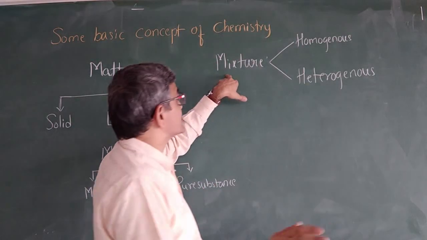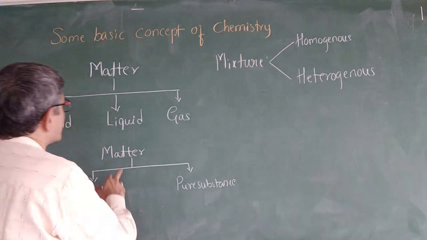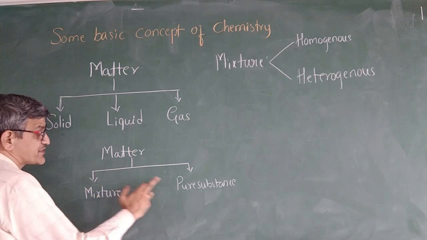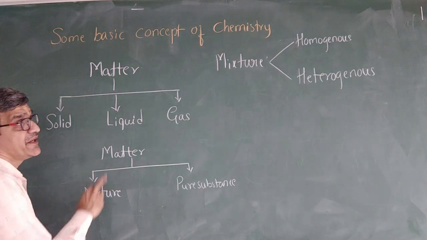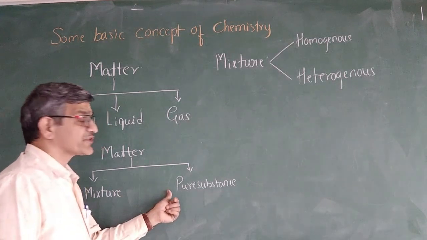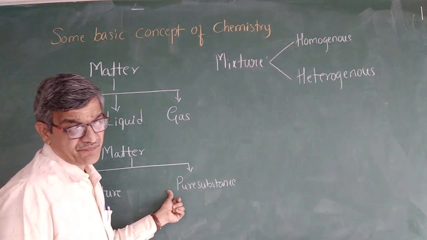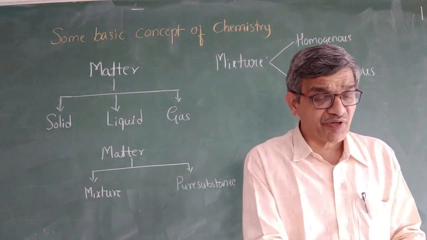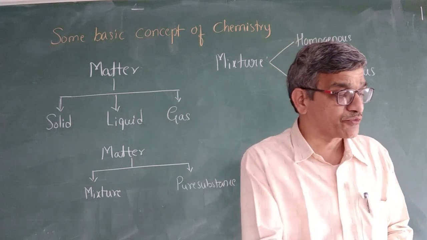Okay, so in matter we have taken mixtures and pure substances. In mixtures there are two types, homogeneous mixture and heterogeneous mixture. Now let us go for the pure substance. So what do you mean by pure substance? Again, this pure substance is also classified into two categories.